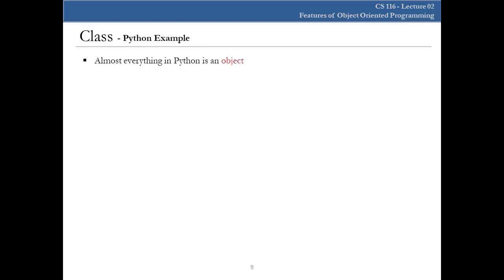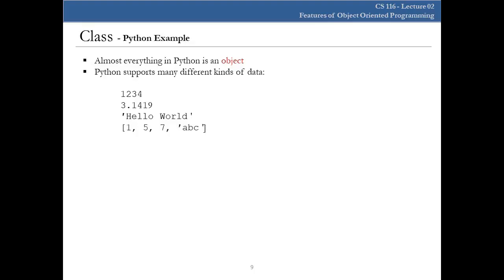Okay, now let's have a look at a relatively familiar example from Python. In CP, we learned that everything in Python is an object. And in Python, we can define different types of data. Here is a list of a few, the most common ones, and we all are familiar with these. There we also learned that each of these data items is an object, like 1234 is an object, 3.1419 is an object, the hello world string is an object, right?